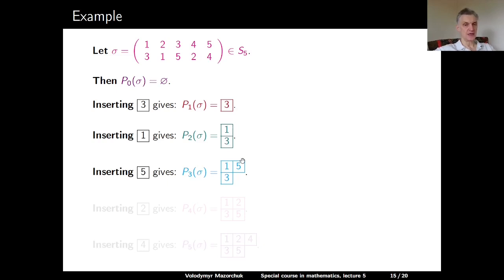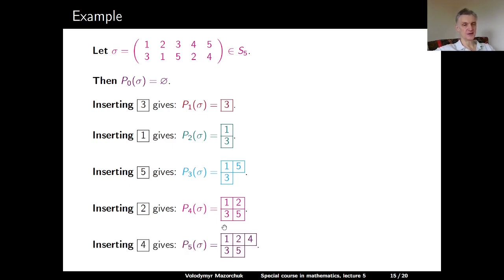5 is greater than 1, so it goes into the first row, and we get the tableau with 1, 5 in row 1 and 3 in row 2. Next we insert 2. 2 bumps 5 from the first row, and 5 goes after 3 into the second row. So we have a tableau 1, 2 in the first row and 3, 5 in the second row.